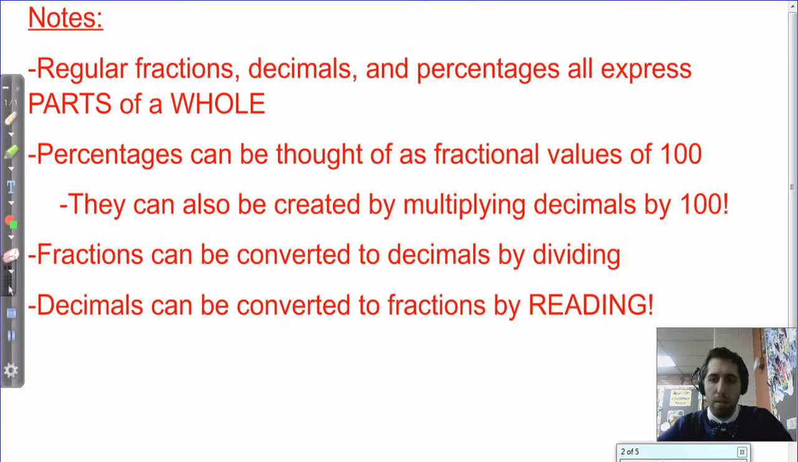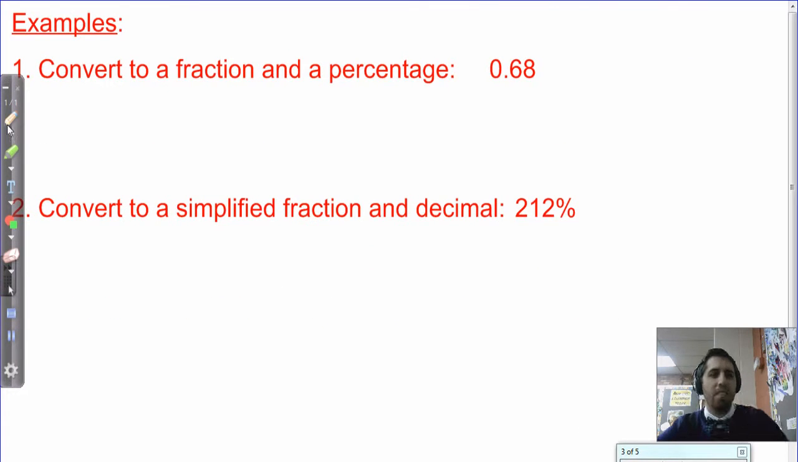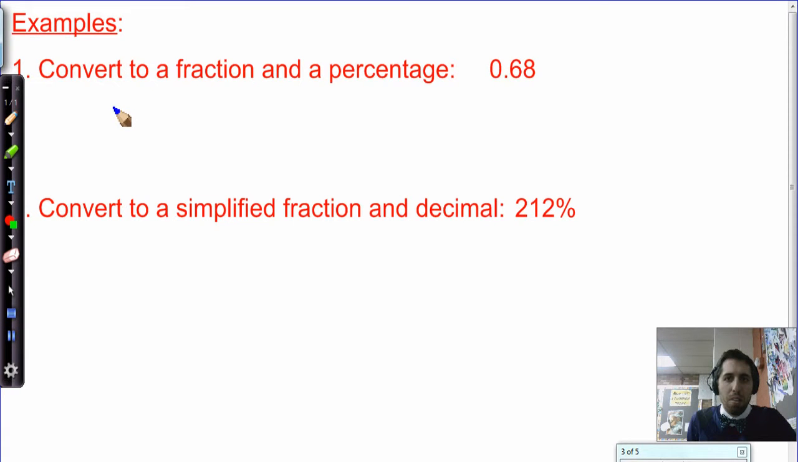Let's move on to some examples. So the first two I have here, this is what you could be asked to do. We could say, convert this to a fraction and to a percentage. We have 68 hundredths. Oh gosh, I already got one of my answers. 0.68, if you read it like a mathematician, that's 68 hundredths.